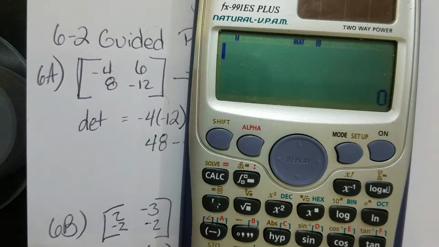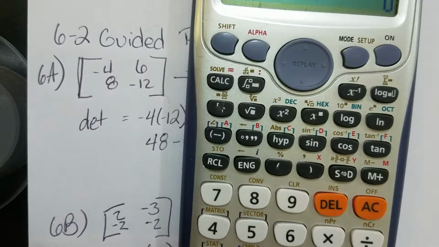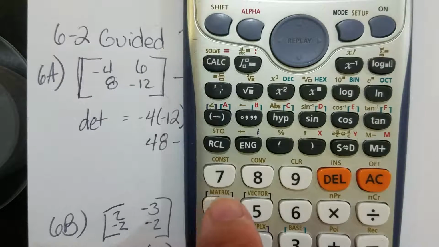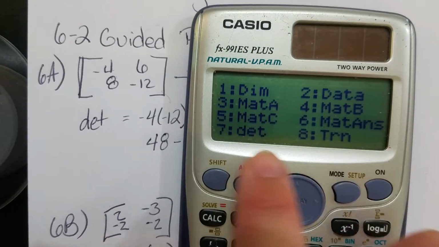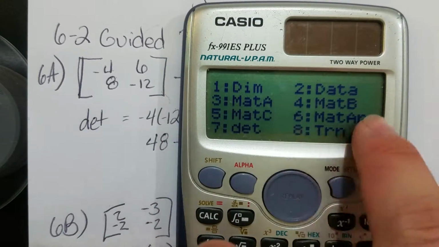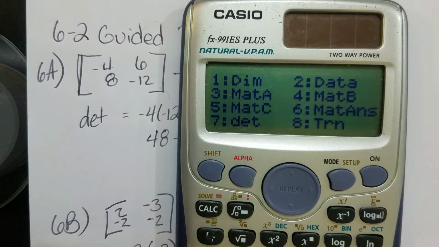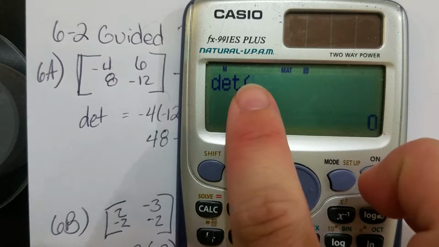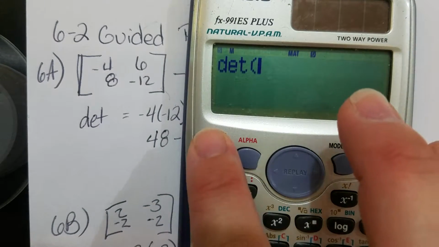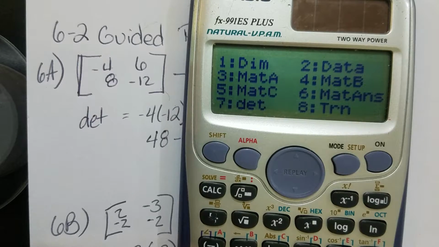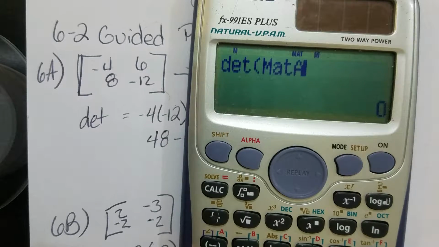If you want to find the determinant, you're going to do shift, and then if you notice down here, this brown writing says matrix, so shift 4, and that's going to bring you to the matrix menu. So in this case, we're trying to find the determinant, which is number 7. So then press number 7. And you want to find the determinant of matrix A. So to select matrix A, you're going to again do shift number 4 for matrix. And you're going to put number 3, matrix A, because that's where we saved it.